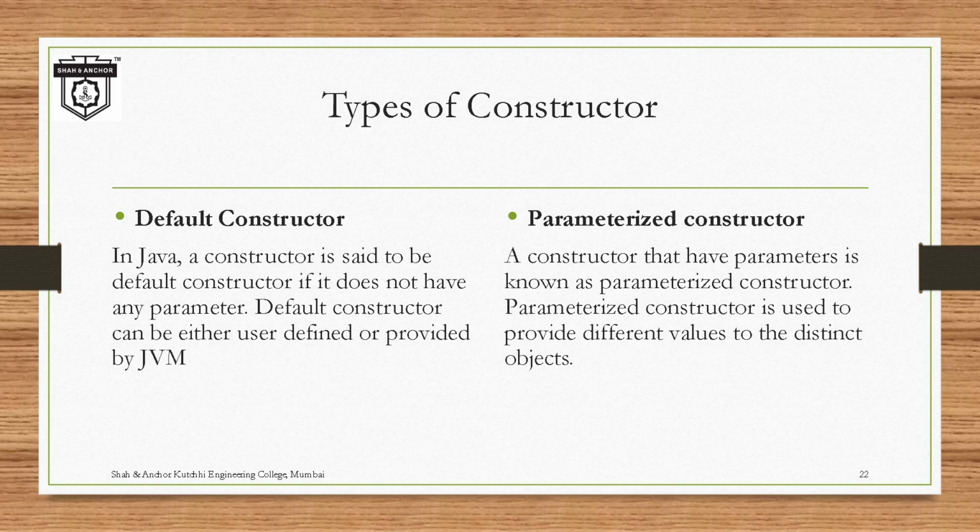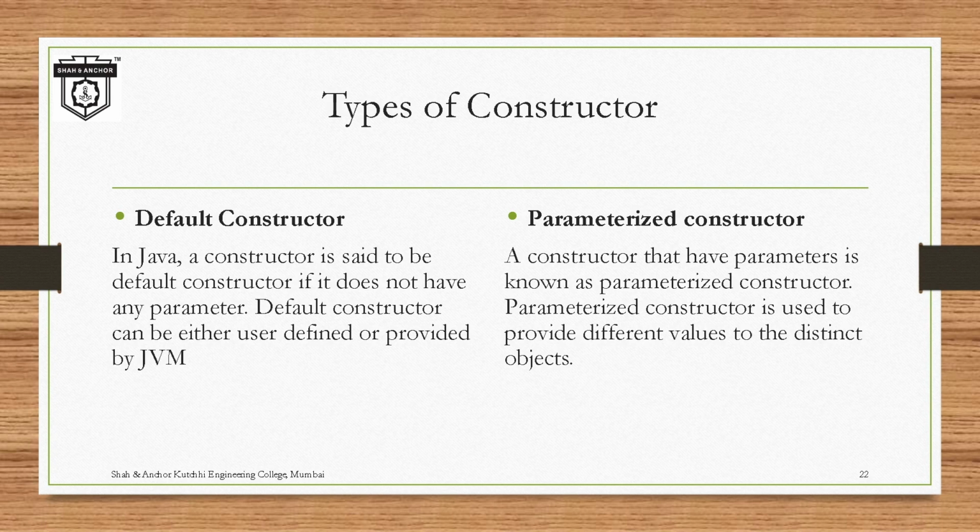So there are two types of constructors, default constructor and parameterized constructor. In Java, a constructor is a default constructor if it does not have any parameters. A default constructor can be either user defined or provided by the JVM. In our example, we have written a constructor, so that is a user defined constructor, but if we do not write one, by default length and width will be set to 0 as they are integers.